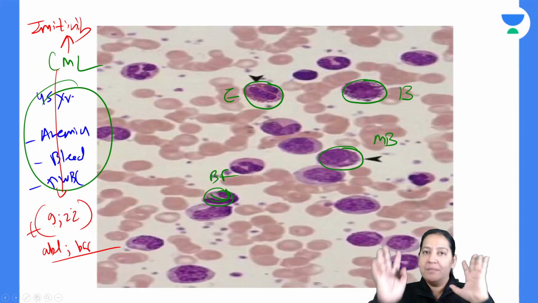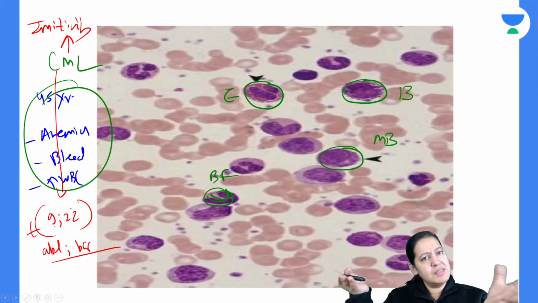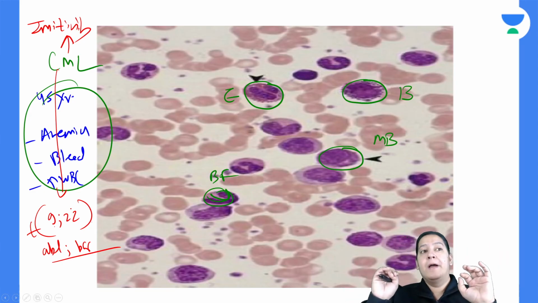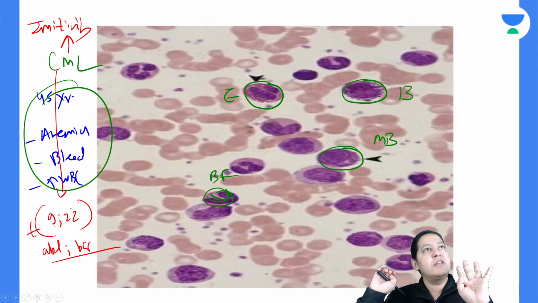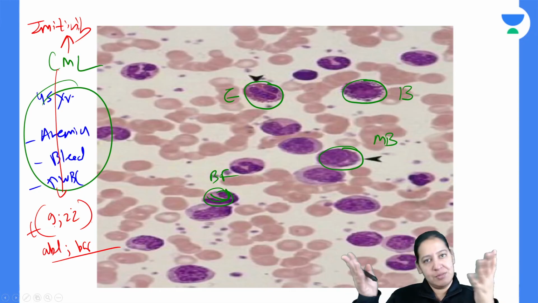Any question based on this image, I can frame three MCQs. What is the diagnosis? AML, ALL, CML, CLL. The answer is CML, of course. Based on the same image, what is the mutation? Is it 9;22, 18;14, 12;14, or 19? I'm giving you these four options. It is 9;22, of course, based on this image.